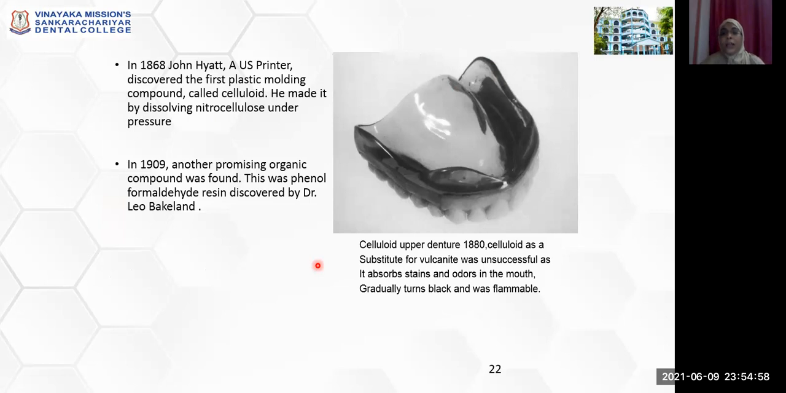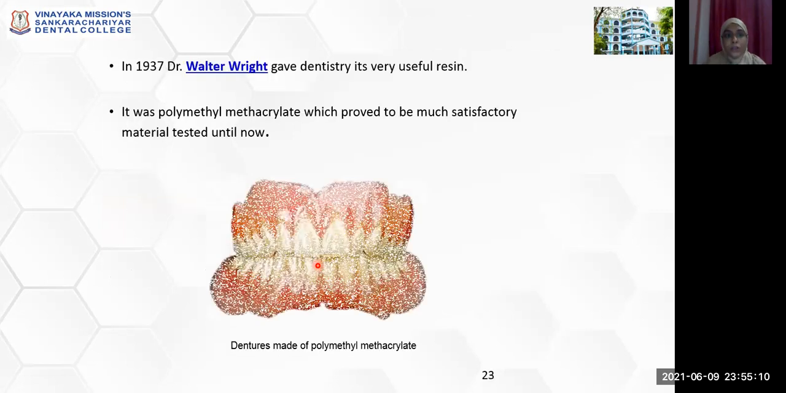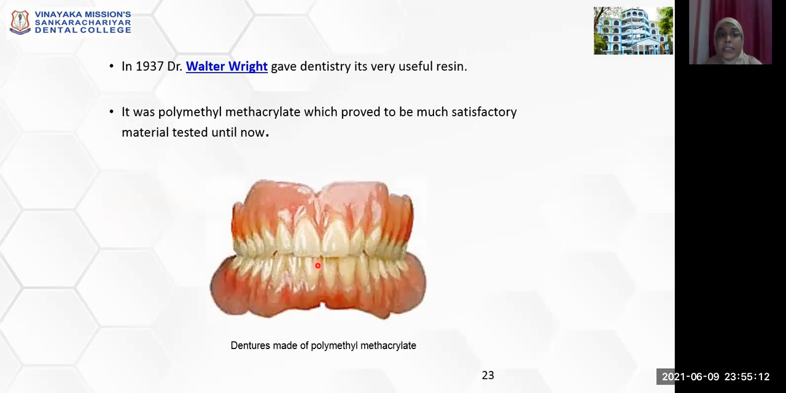But again, it also had bad stains, bad odors, and it was sometimes inflammable. Because of all this, people were in search of newer materials. So it was only in the year 1937 that Walter Wright gave dentistry the most useful resin. He introduced the material called polymethyl methacrylate, short form PMMA, and this was tested. So the 1930s is called the era of the PMMA resin.